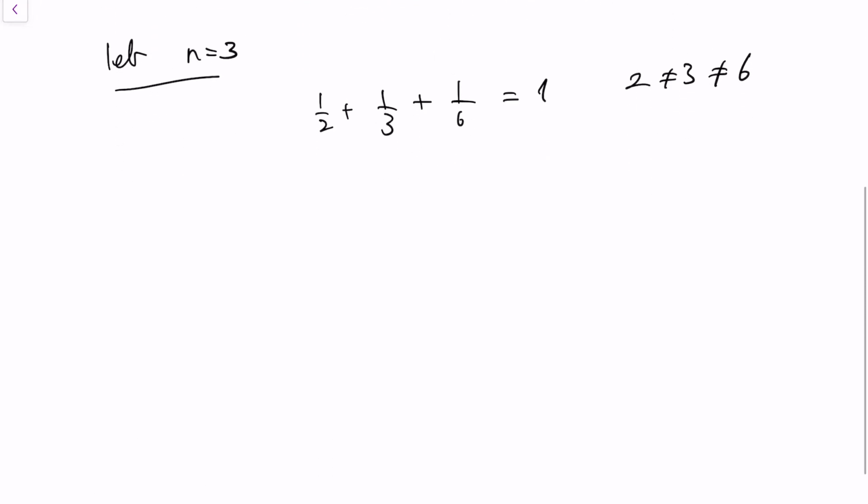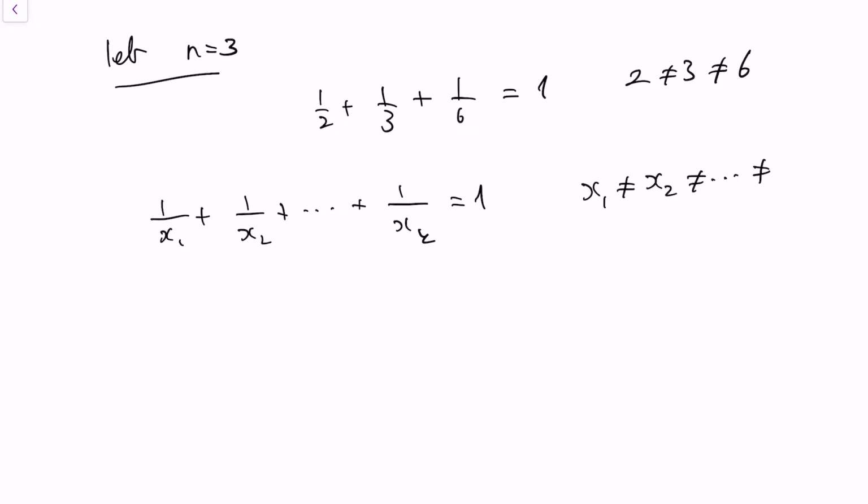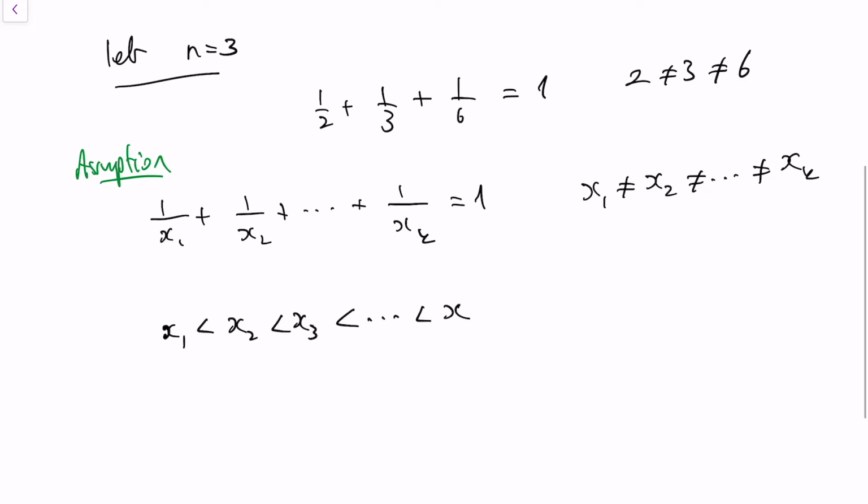And then we make an inductive hypothesis. So the assumption is that 1 over x1 plus 1 over x2 plus up to 1 over xk is equal to 1, where x1 is not equal to x2 is not equal to xk. So this is the assumption, right? Now, without loss of generality, since x1, x2, up to xk are real numbers, in fact positive integers, we can order them: x1 is less than x2, is less than x3, is less than, and so on.